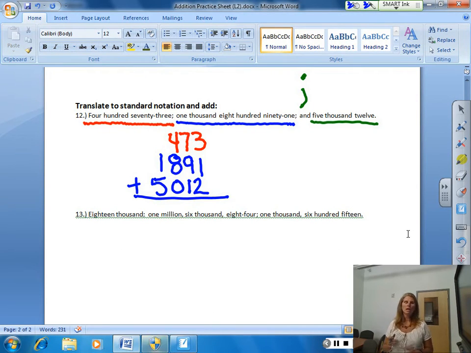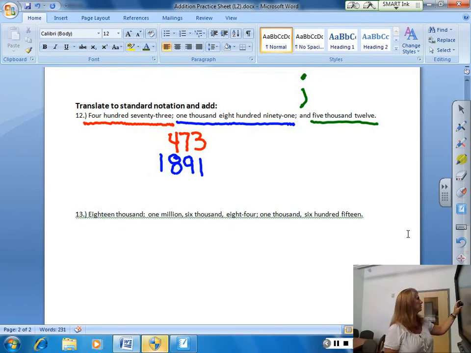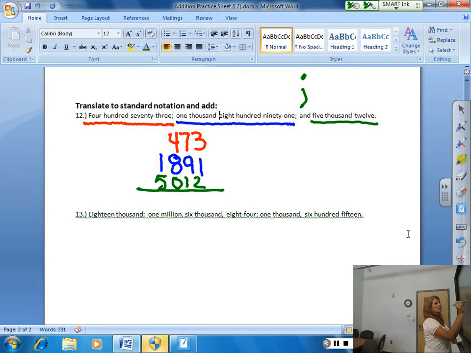So, I should have done that in green, just to make it a little more clear. Sorry. 5,012 is our green number. And I'm adding all those up. Now I'm just going to add that straight down.